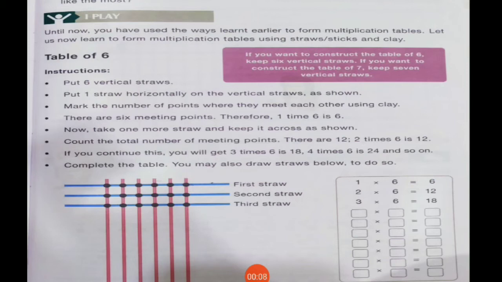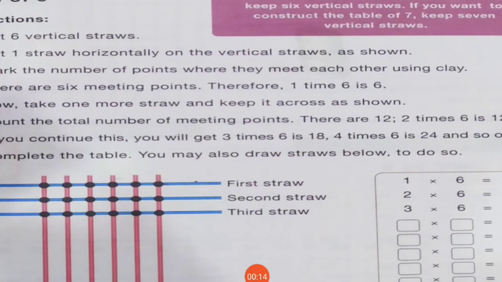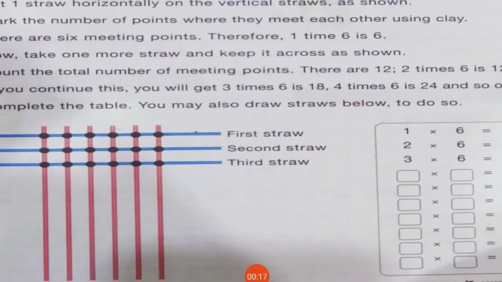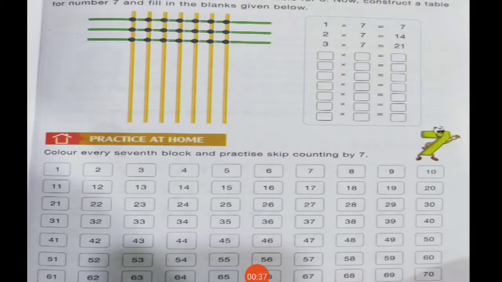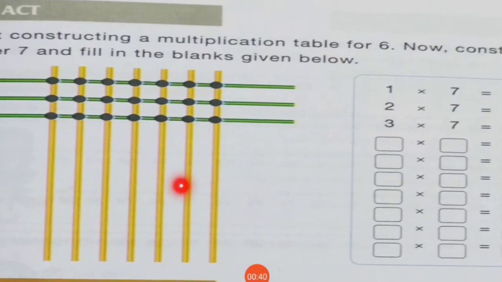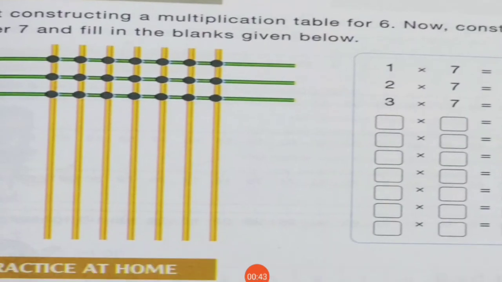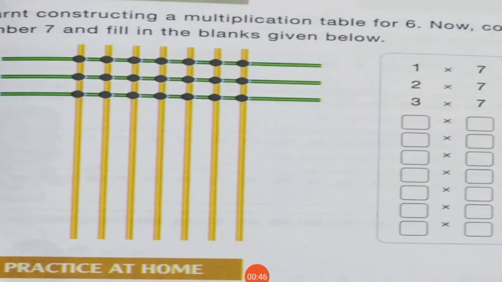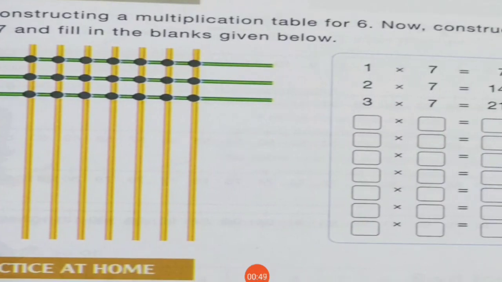In this way only you have to form the table of 6 as it is given here. Complete this table of 6 in the same way as I have explained, by counting the meeting points. How many times the first line is meeting, how many times the second line is meeting, how many times the third line is meeting, as I have shown in the table of 4 just now. And in the same way you have to create the table of 7 by counting the meeting points, and send it on my email ID.